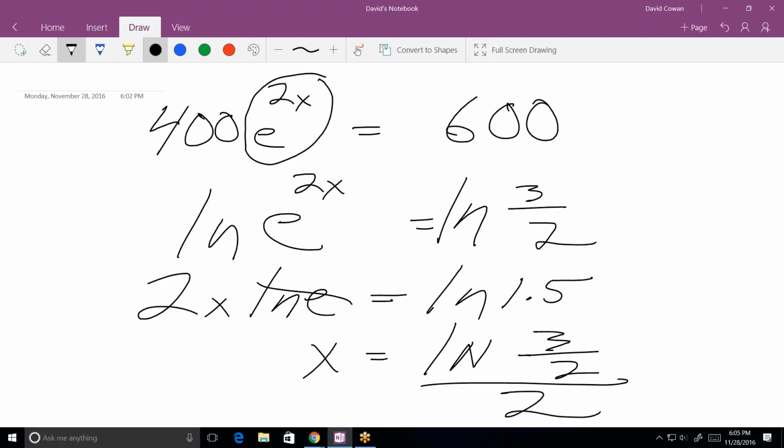Remember something else about logs. When you take logs of numbers greater than 1, you get positive numbers. When you take the logs of numbers between 0 and 1, you get negative numbers. So the natural log of 3/4 would necessarily be a negative number, right? But that's a positive number, and when I divide it by 2, it's still a positive number. So that's just more confirmation that the natural log of 3/2 divided by 2 is not the same as the natural log of 3/4.